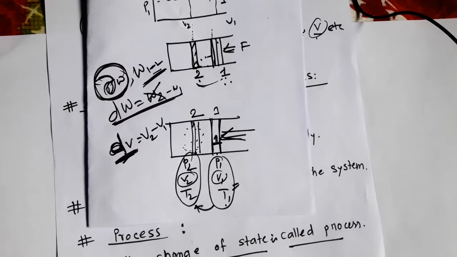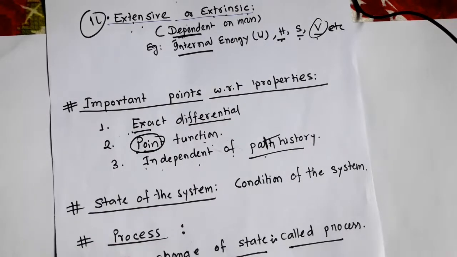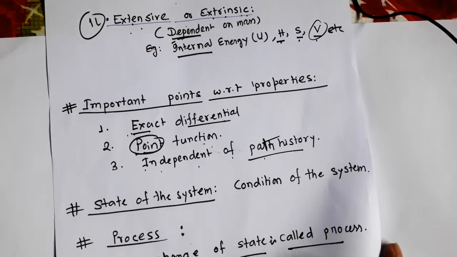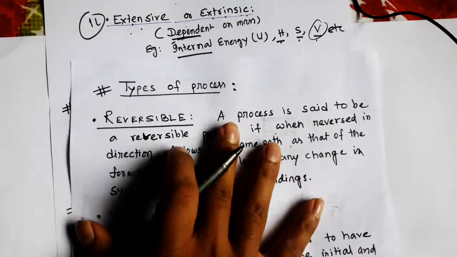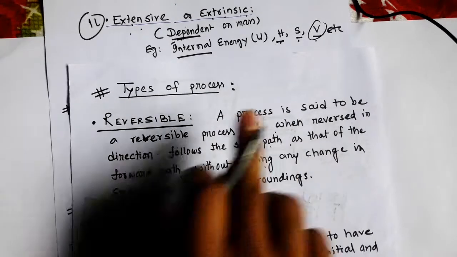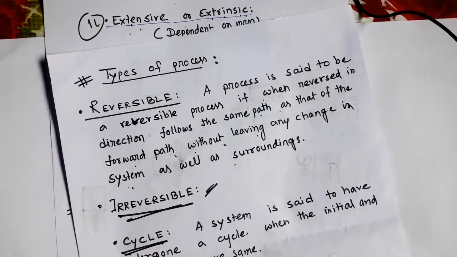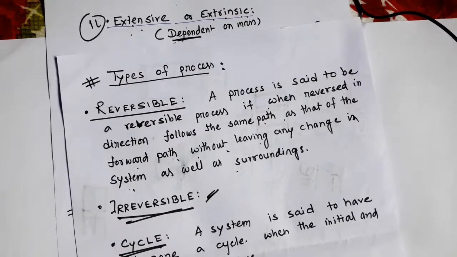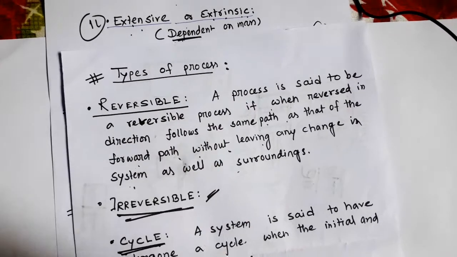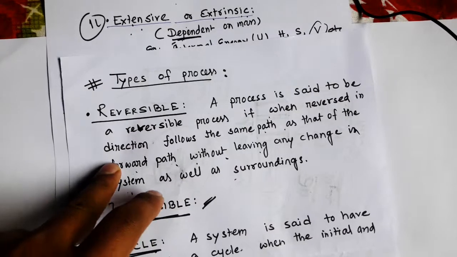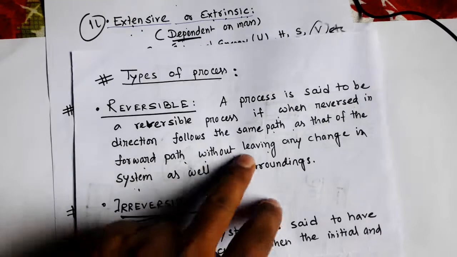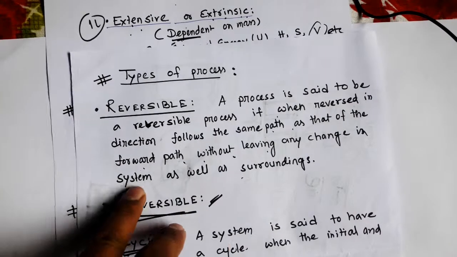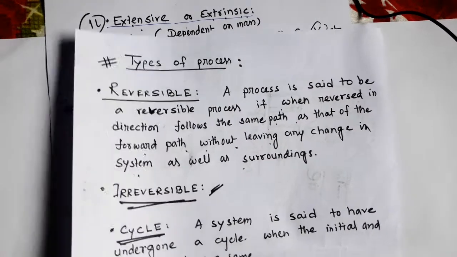So change of state means what? A process. So what is a process? The change of state is called a process. Now, types of process: reversible process and irreversible process. A process is said to be a reversible process if, when reversed in direction, it follows the same path as the forward path without leaving any change in the system as well as the surroundings.